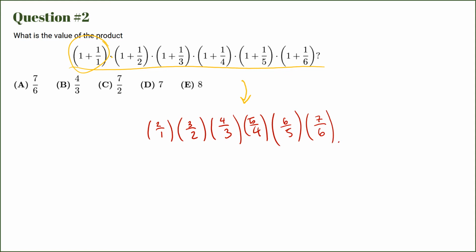Okay, now we can see that this numerator and this denominator cancel out. This numerator and this denominator cancel out. And that keeps on going. And we're just left with 7 being the value of the product. So D.